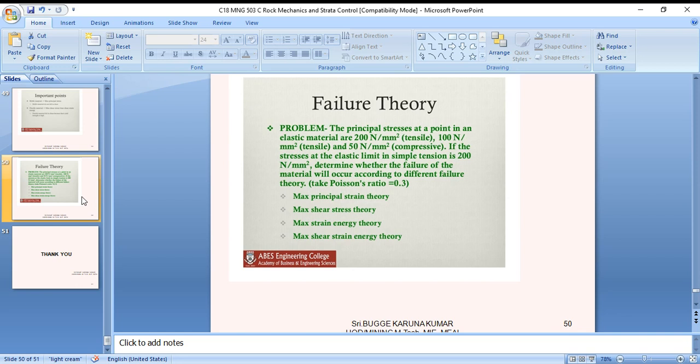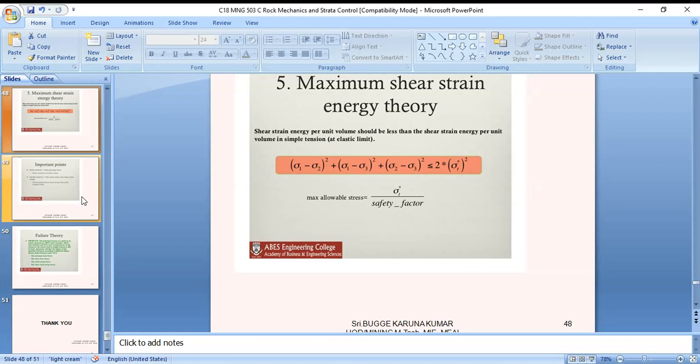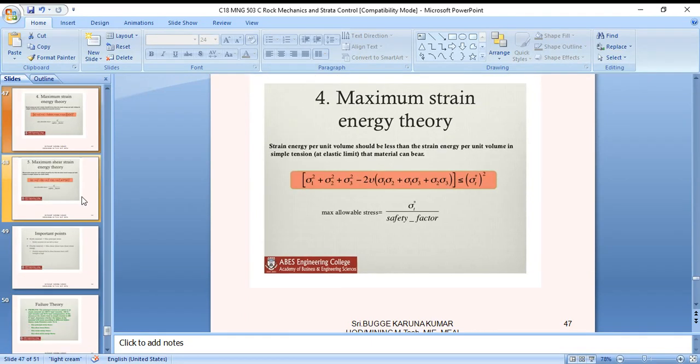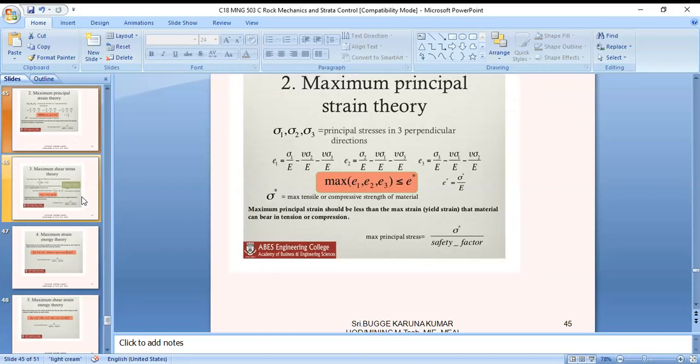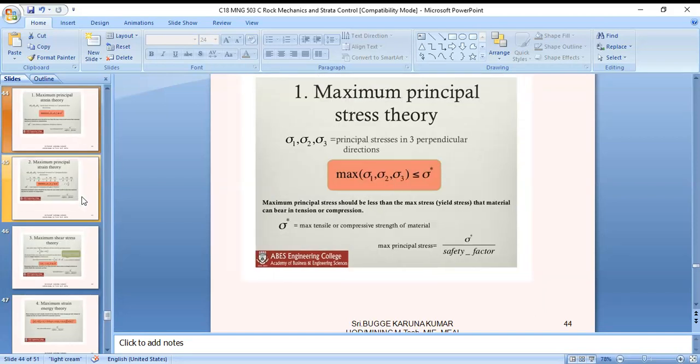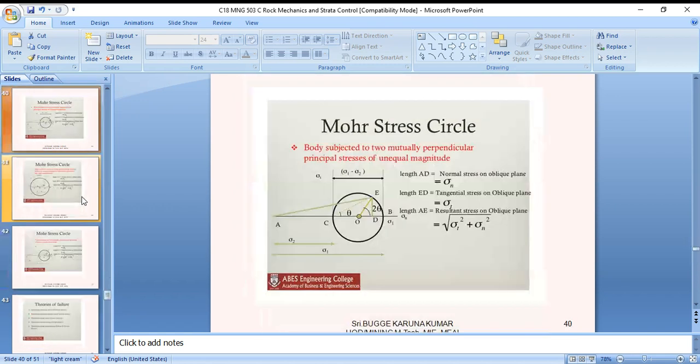So, the maximum principal strain theory, maximum strain theory, maximum strain energy theory, and maximum shear strain energy theory, the equations are already given above. Put the values into the formula and calculate. Similarly, for maximum shear strain, put the values in here and get the answer. Similarly, for maximum shear stress here, and the maximum principal strain theory here. These are applied by this formula.